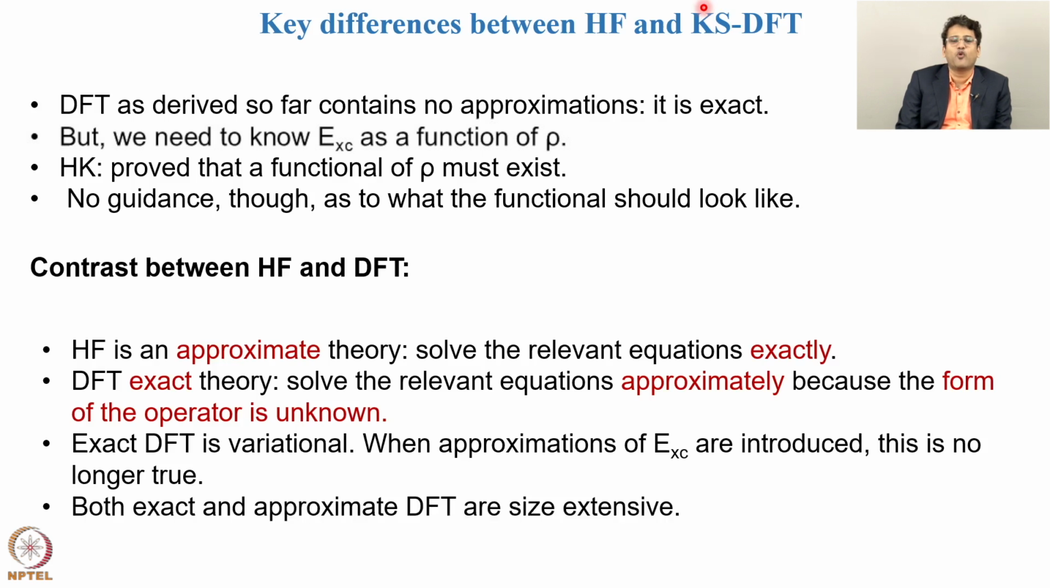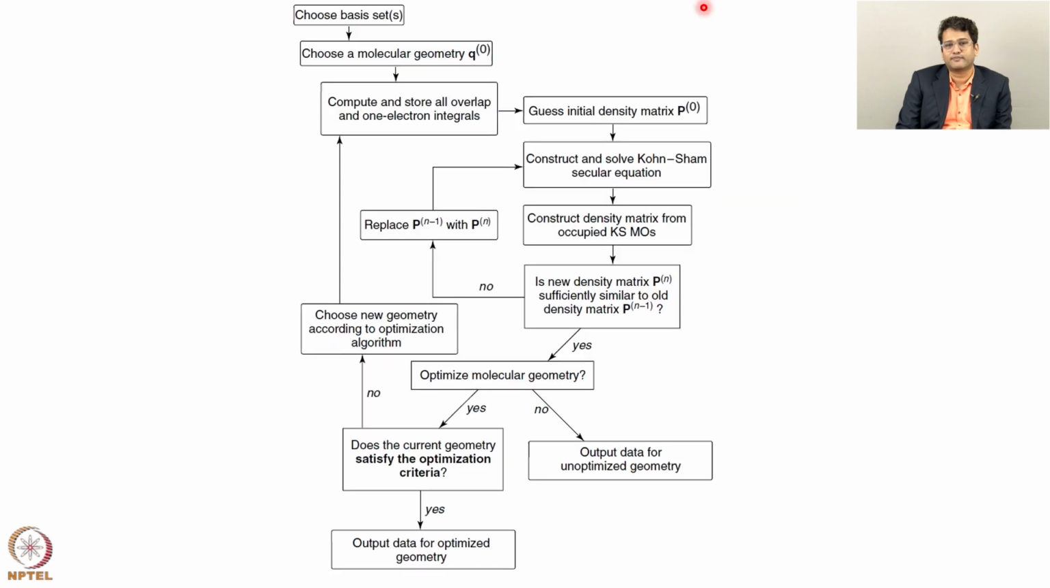Good thing is that both exact and approximate DFT are size extensive. What does size extensive mean? The energy actually scales correctly with respect to the system size. This is an advantage because even in approximate form it is size extensive. So, this is not a problem like CI or truncated CI. And remember, density functional theory, the way it is constructed, although it is a single determinant theory, it still includes the electron correlation effect because it is written in terms of electron correlation.